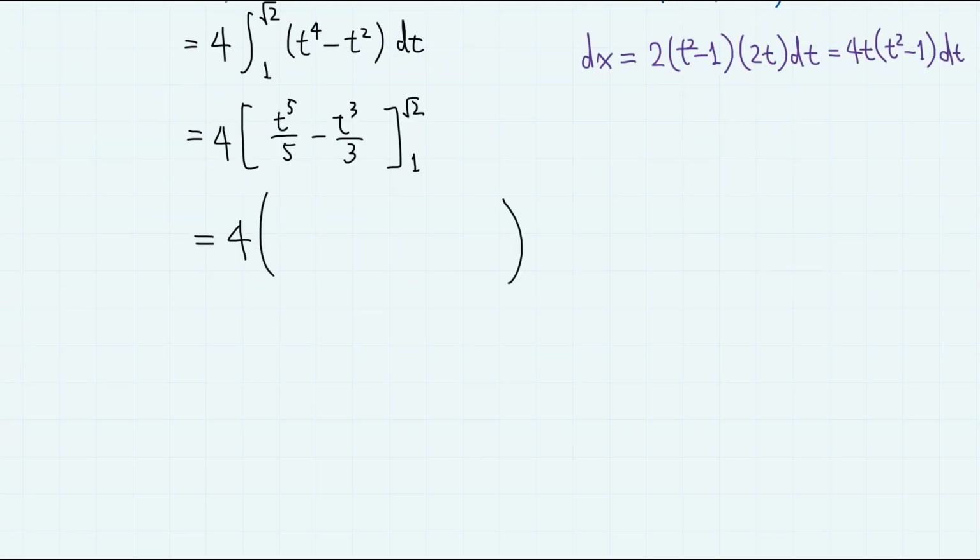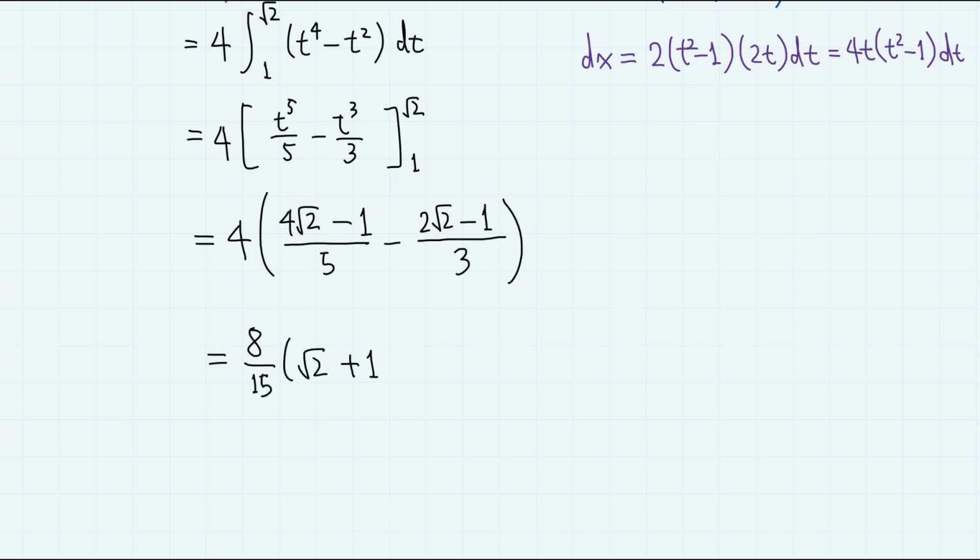Here, as for the first term, substituting square root of 2 gives 4 times square root of 2, and substituting 1 gives 1. So this divided by 5, minus, and the cubic part, which gives 2 square root of 2 minus 1. So if you simplify this, you will obtain 8 over 15 multiplied by (square root of 2 plus 1).